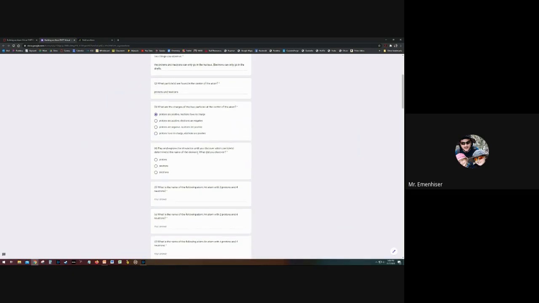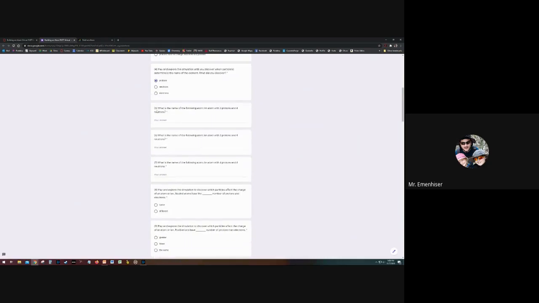All right, play and explore the simulation until you discover what particle determines the name of the element. What did you discover? Well, protons determine the name of the element, and we should know that. What is the name of the following atom? An atom with 3 protons and 4 neutrons. So if we look on our periodic table, lithium is the element with atomic number 3, for 3 protons. So I'm going to put lithium here. And then it's got 3 protons, 4 neutrons. So if we add those together, 3 plus 4 is 7. So I'm going to call this lithium-7 or Li-7.